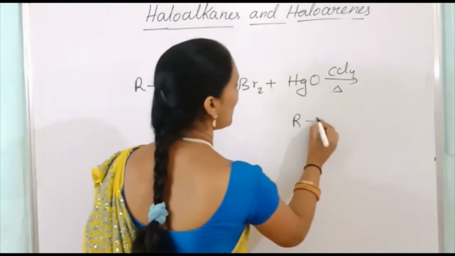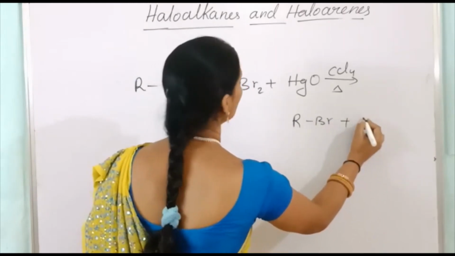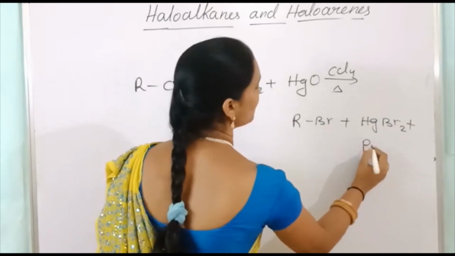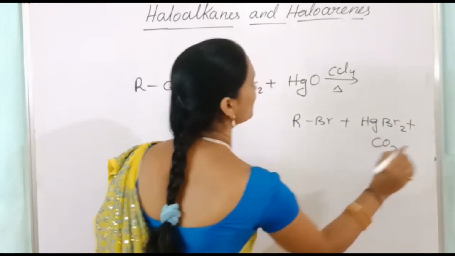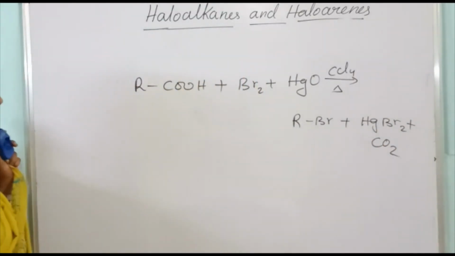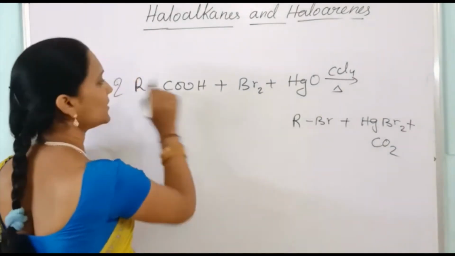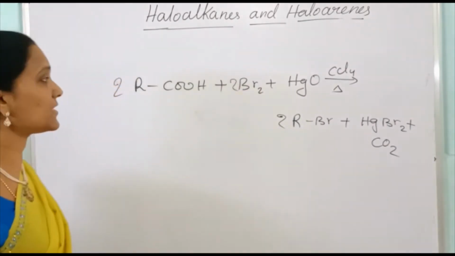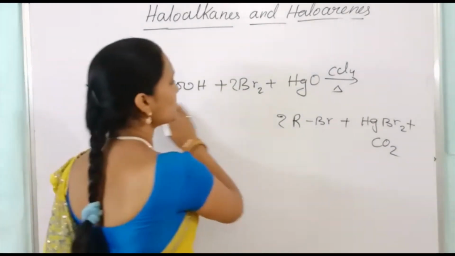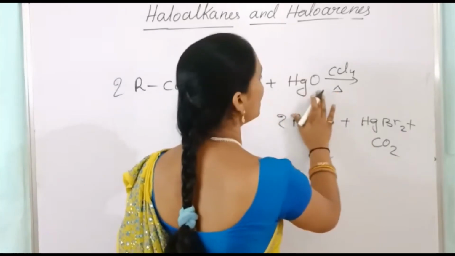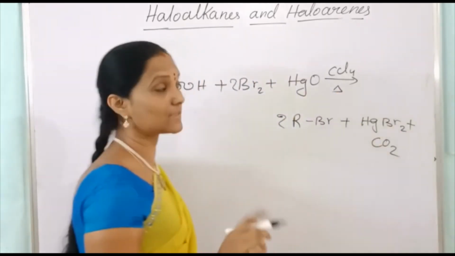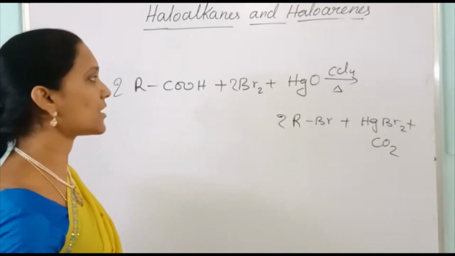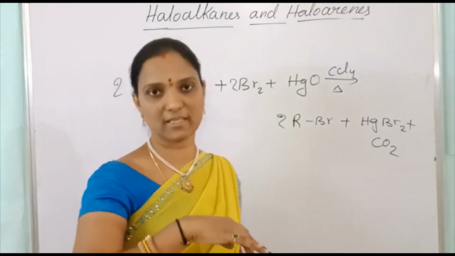on heating. This is just like the Borodin Hunsdiecker reaction, but instead of the silver salt we use the acid. So we get RBr plus HgBr2 plus CO2, CO2 elimination takes place. So like this also we can prepare. So the carboxylic acid is treated with bromine in the presence of red mercuric oxide. Instead of this we can use lead oxide also. So this also gives a good yield instead of the silver salt.